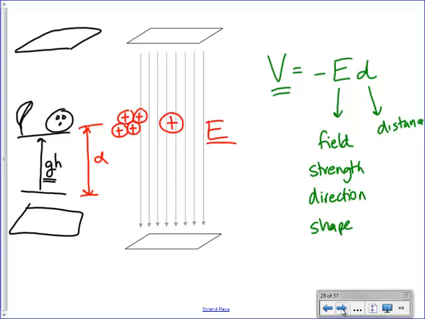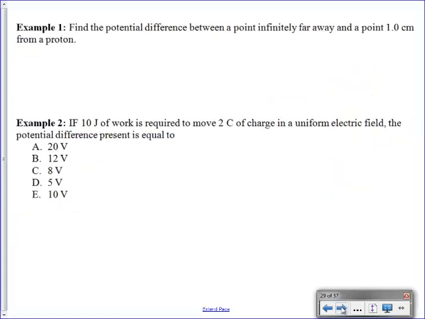So again, what we're doing with electricity is we're focusing on what's the same about these two things. And what's the same is the electric field and the distance that they are moved in that field. And that gives them what we call potential difference or voltage. Let's look at an example.